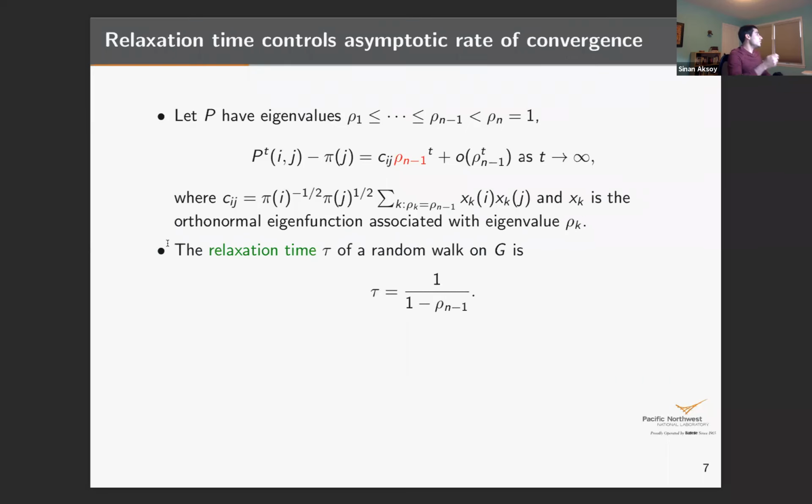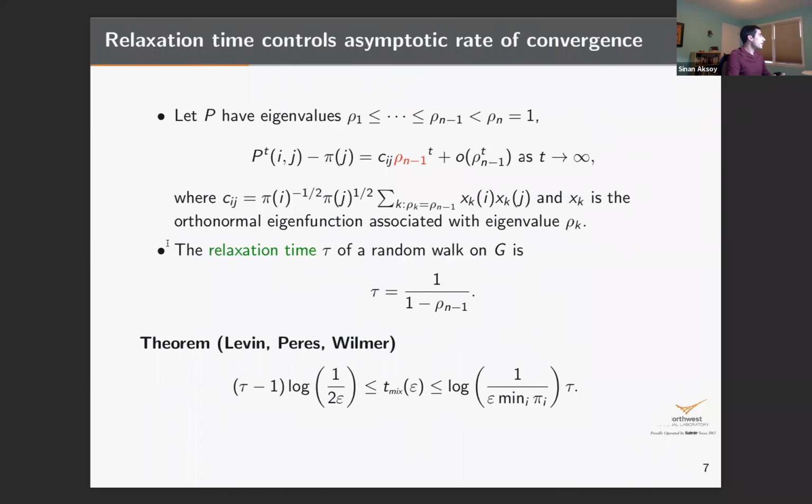So we can use that eigenvalue to define something called the relaxation time of a random walk. Namely, we'll look at this spectral gap, the gap between the largest eigenvalue and the second largest eigenvalue. And if we take 1 over that, we get what we're going to call tau, which has been called the relaxation time of the random walk. So if this number is large, that means that your asymptotic rate of convergence is very slow. And if it's small, it means the opposite.